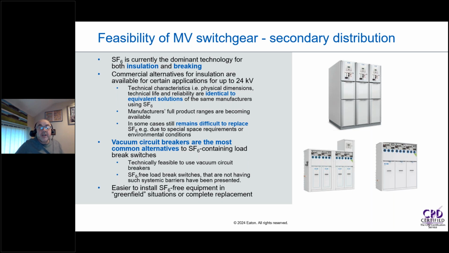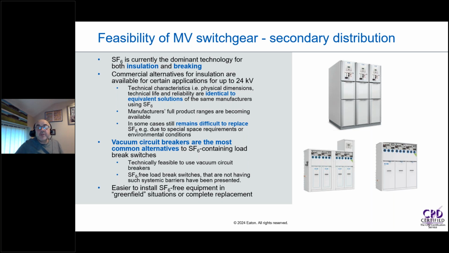Commercially, alternative SF6-free products are available up to 24 kV in a similar footprint, and up to 36 kV in an increased footprint. And with primary systems, the dimensions and technical life are almost identical to the incumbents. There are more and more manufacturers focusing on this area, and a full range of products are becoming available. In some cases, it still remains difficult to replace SF6, maybe due to spatial requirements, or if it's a brownfield site where you replace an existing switchgear.